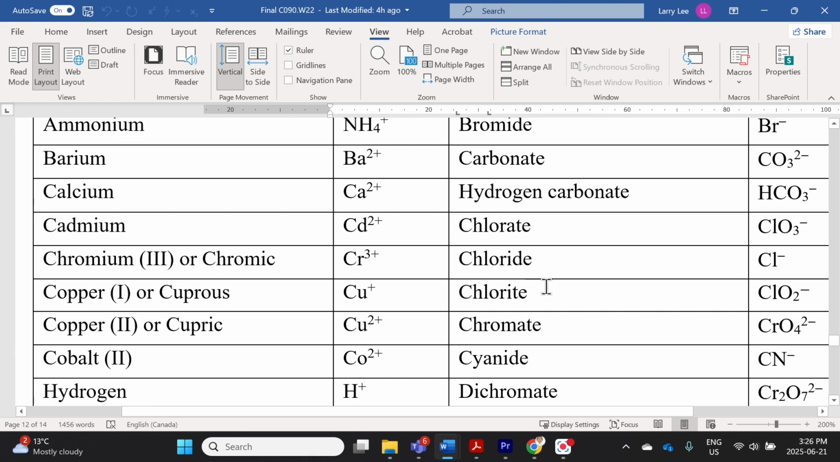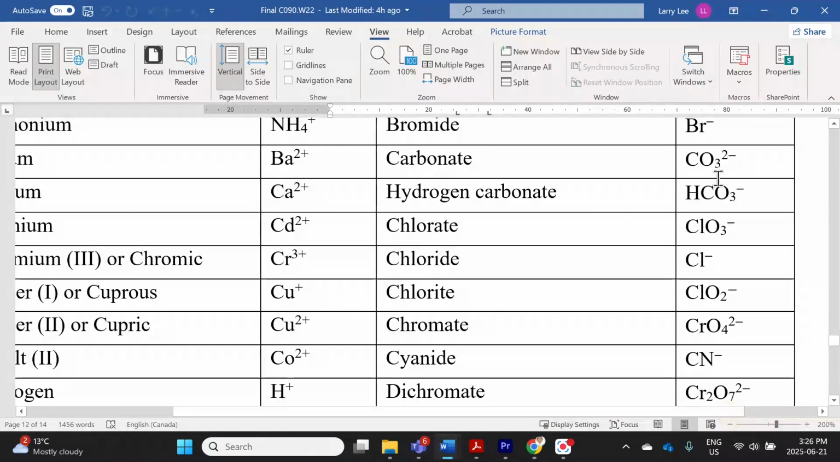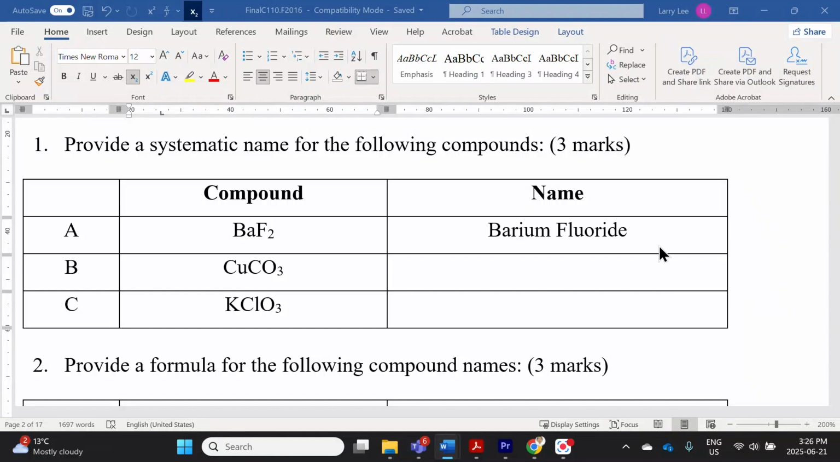Now, carbonate. Okay, go to your ion table, the anions. There's CO3 right here. It's called carbonate, CO3 2 minus. That means copper is copper 2 plus. So now we're just gonna slide this over. This is copper. This should be easy. It's copper 2, and we call this carbonate.